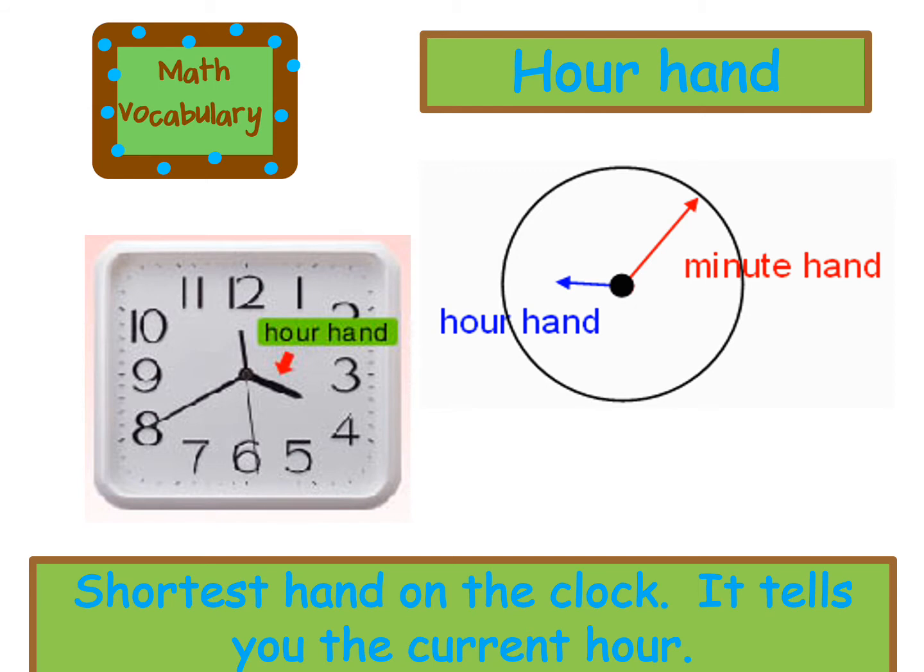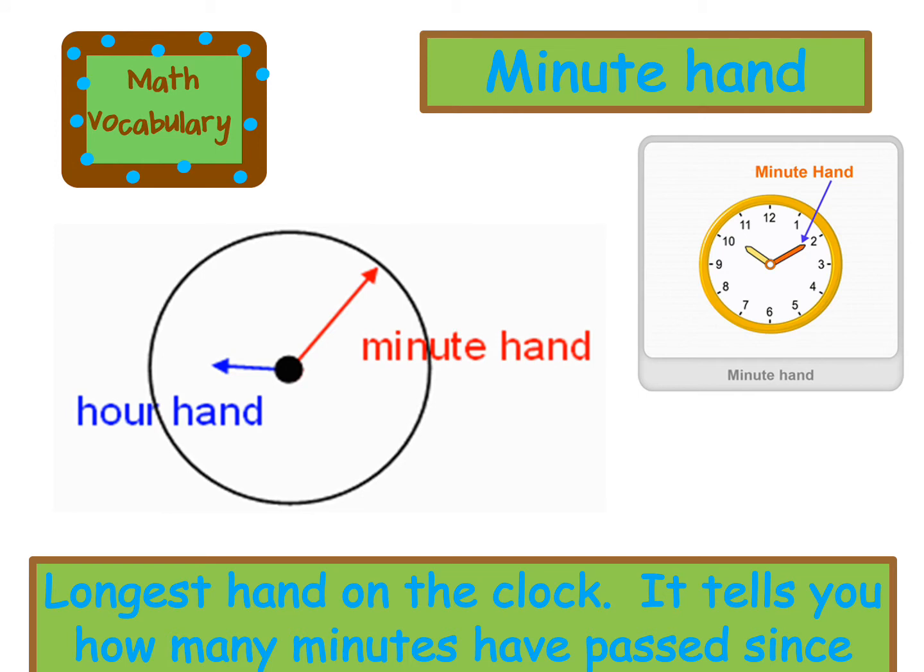Okay, so you're going to be looking at the hour hand and the minute hand when you're telling time today. The hour hand is the short one, and the way I remember it is that hour is a short word, and the minute hand is the long one because the word minute is a longer word.